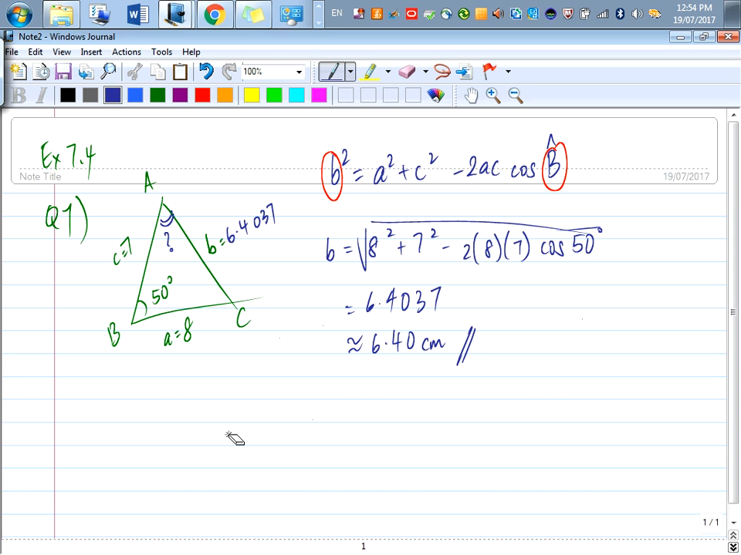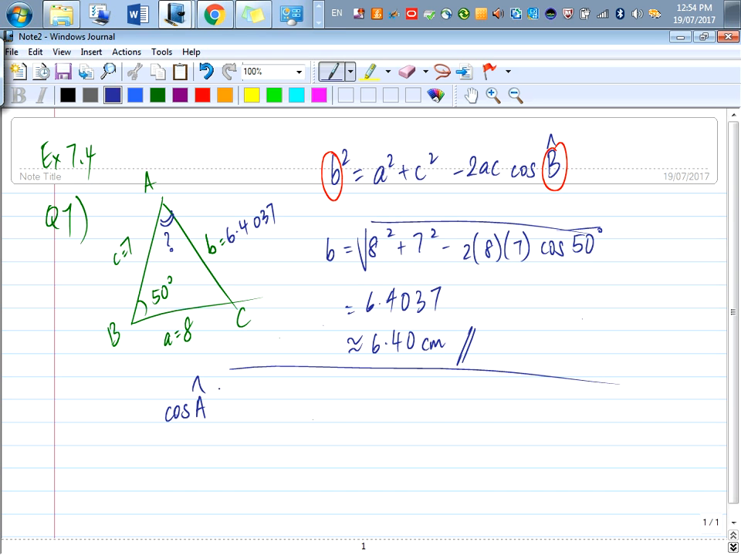There are 2 ways you can go about it. You can start from your cosine rule, or you can use what Yang Kun tried: cosine A equals to blah blah blah. Either way is fine as long as you are careful. So Yang Kun, what do you think? You want to start with cosine A, is it? Sure. Okay, so cosine A.